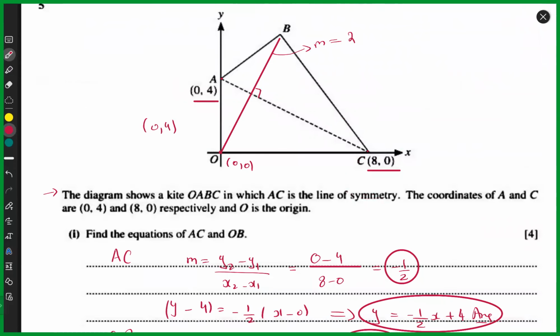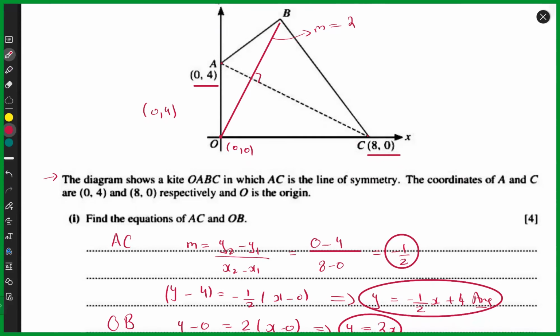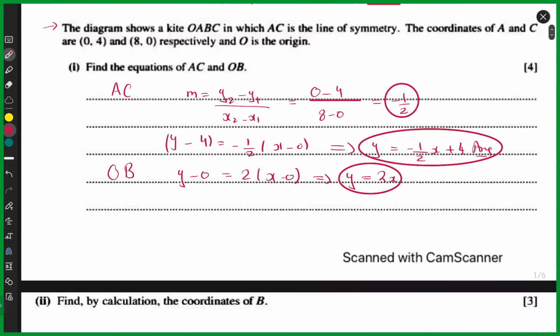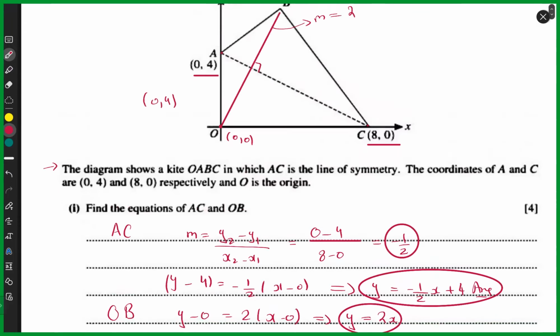The next part is that we need to find out the coordinates of B. All right, now we know a few things, like we were able to find out the equations of AC and OB. Let me just quickly check. Okay, this is a 3-mark question. So we were able to find out the equations of AC and OB.